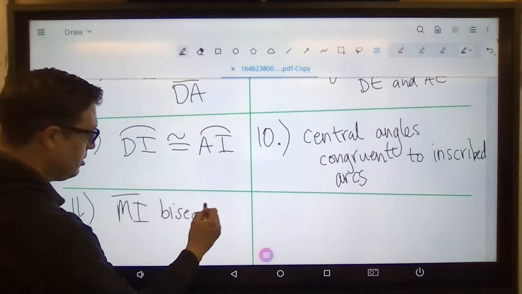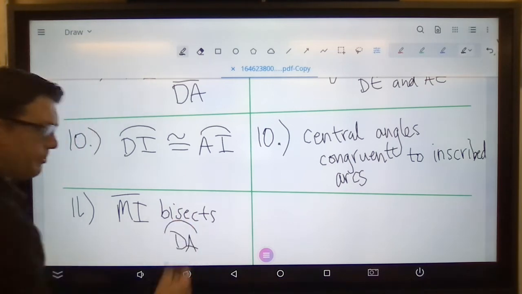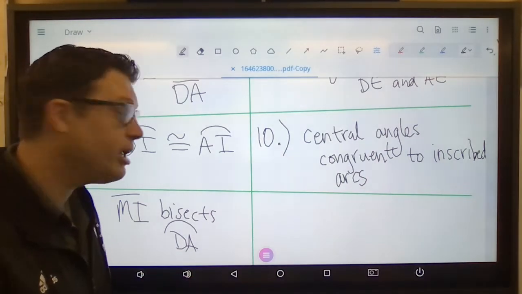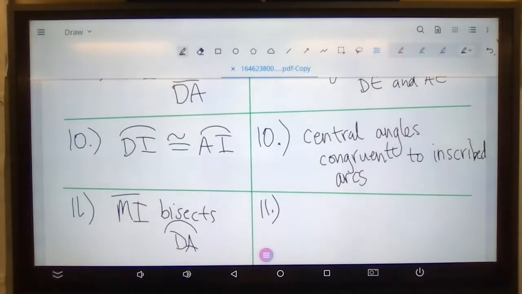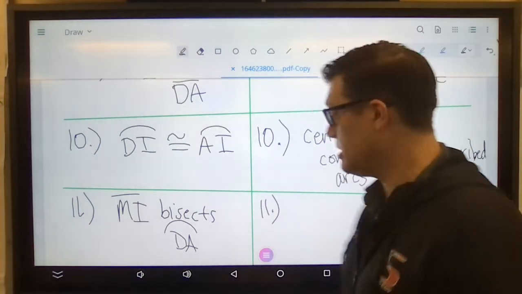bisects arc DA. Put a rainbow up there for arc. That's the final statement. That's the last part of the proof that we need. And the reason for that, again, using my resources, literally it's just the definition of bisect.